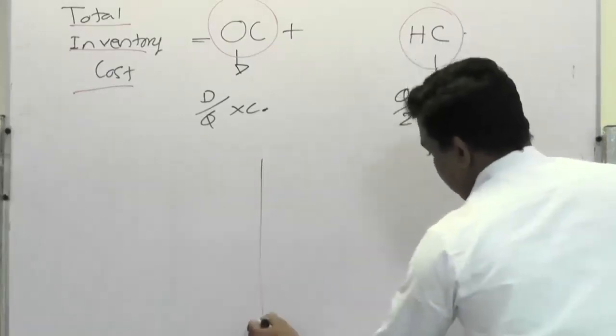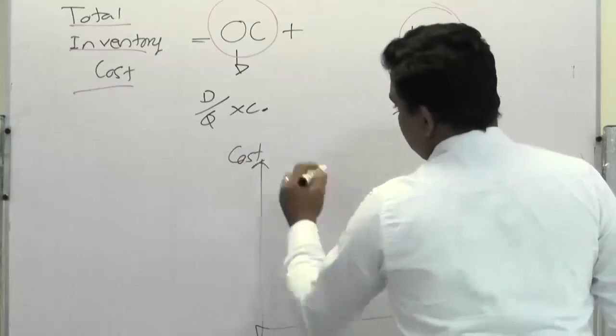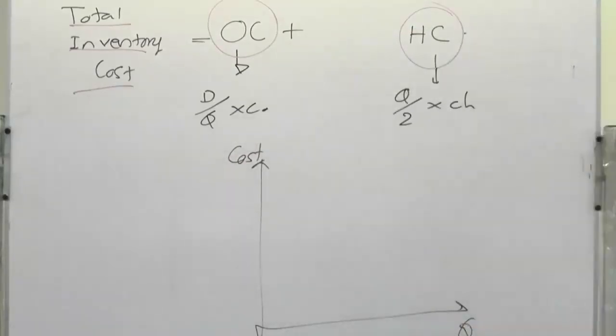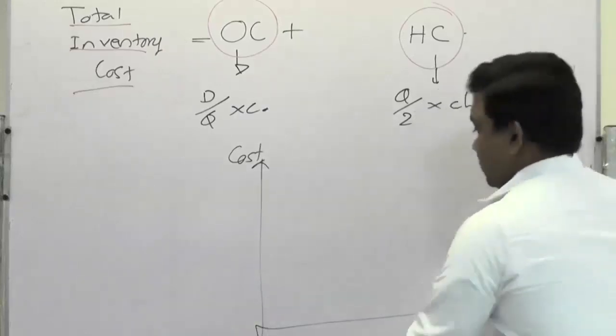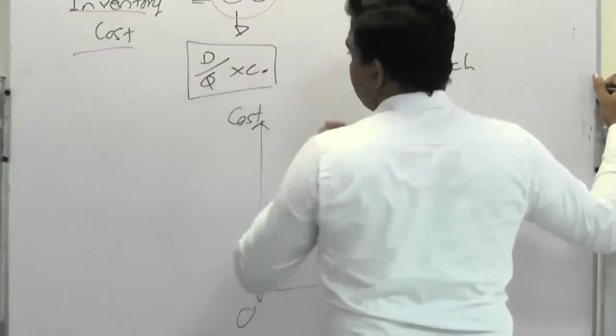a graph, right? Here cost, here quantity, the amount you purchase at once, right? Look at this formula, right?